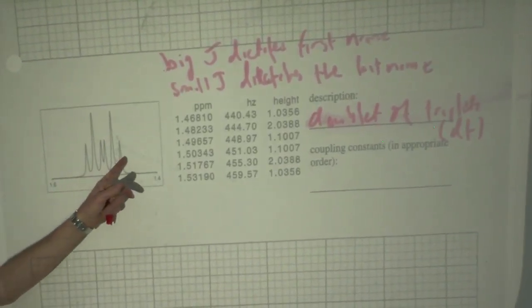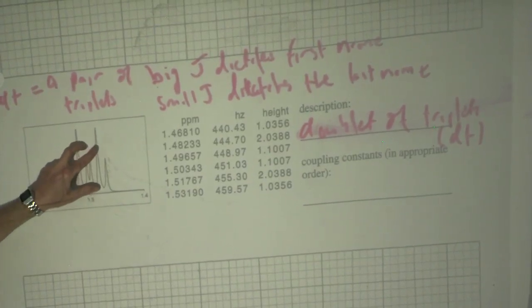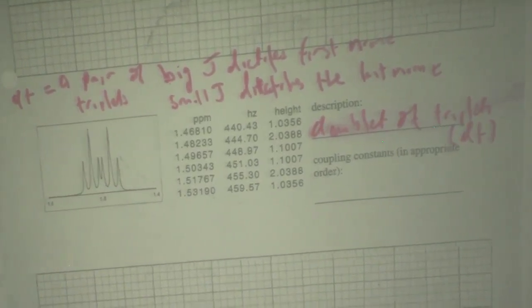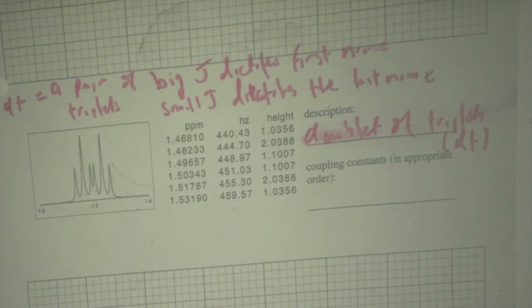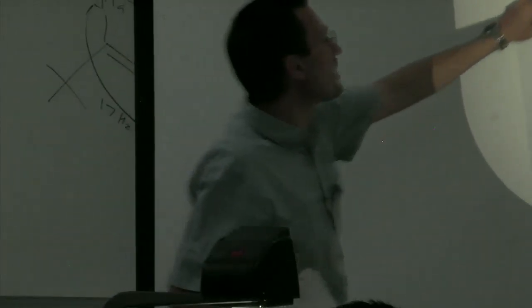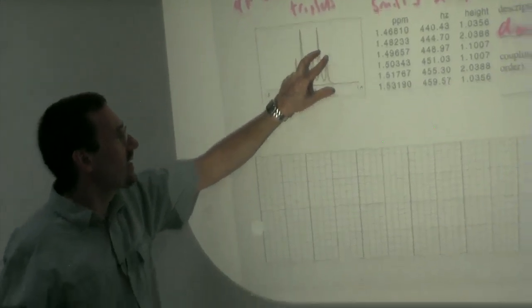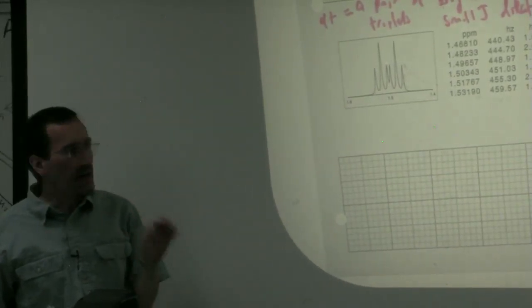So a doublet of triplets can be thought of as a pair of triplets. So we split with a big J into a doublet, and then we split with a small j into a triplet. Now I'll tell you a secret for absolutely every multiplet out there. For every multiplet out there, the smallest j is the difference between the first and second line and the last and next to last line. Every multiplet. And you can work your way through and convince yourself.